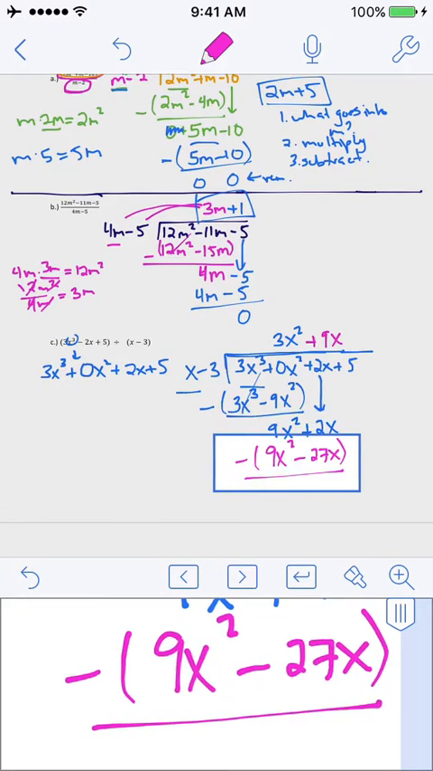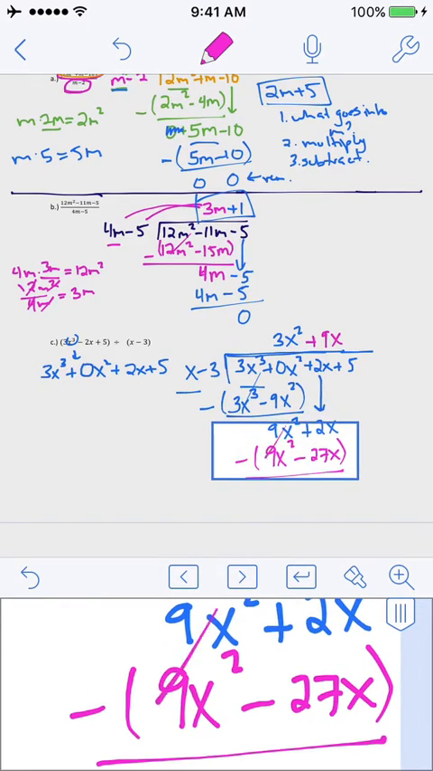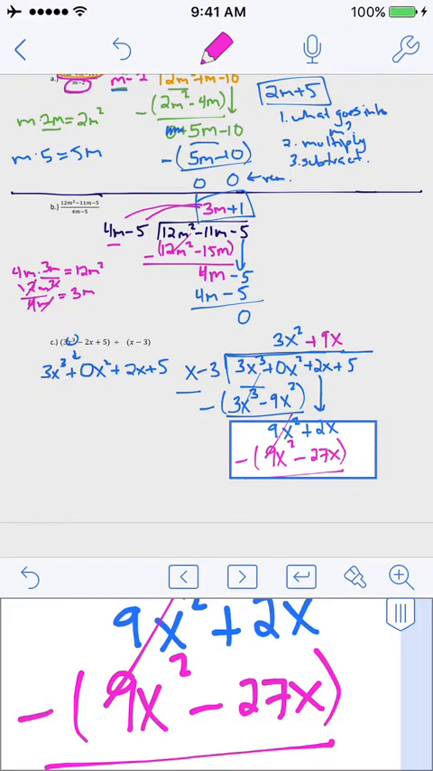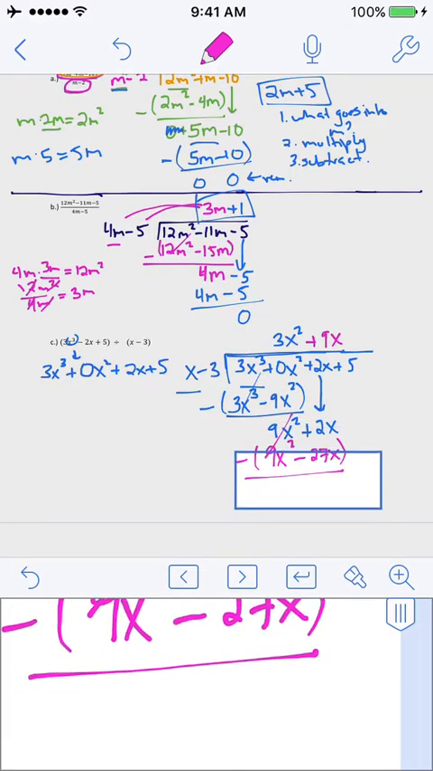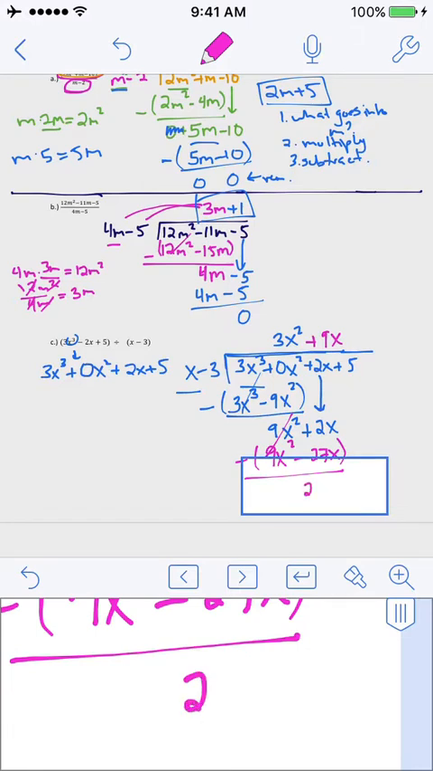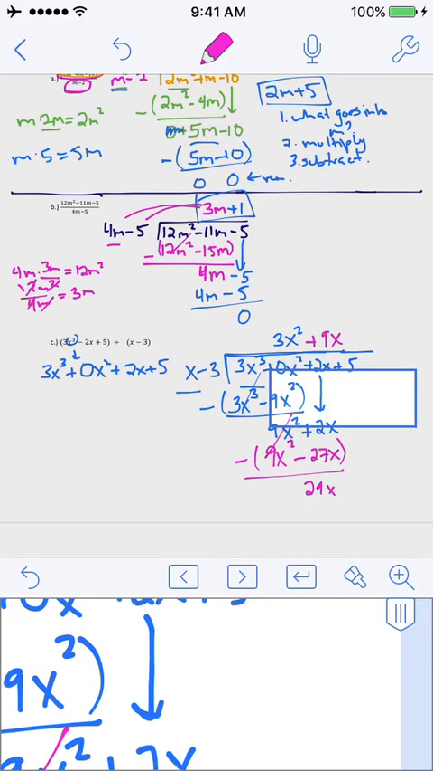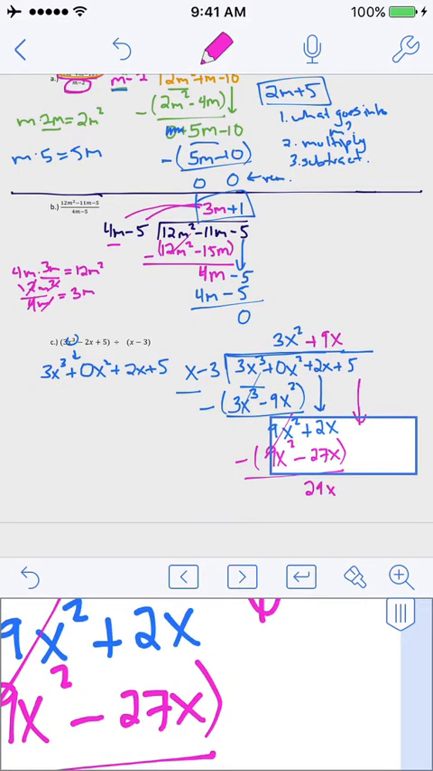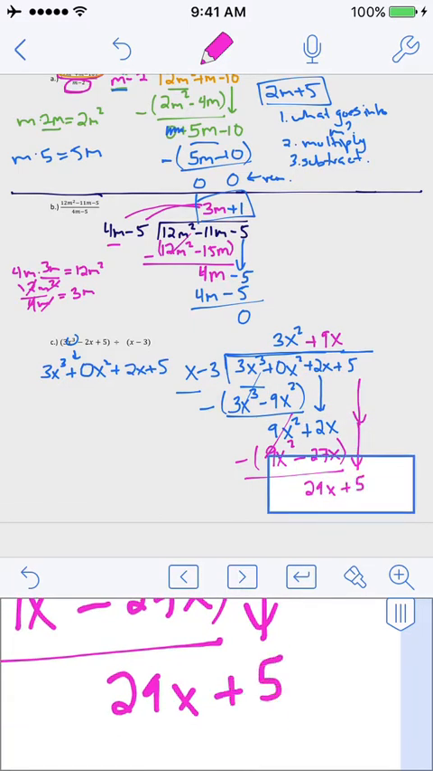Okay, 9x squared minus 9x squared, big fat 0. They cancel each other out, that's why I chose it in the first place. 2 minus negative 27 is 2 plus 27. Did I make a mistake? Oh, maybe not. Okay, 2 plus 27 would be 29x. Let me rewrite that real fast. 29x, and then I'm going to drag down that 5, if you're wondering where that 5 came from. Plus 5.